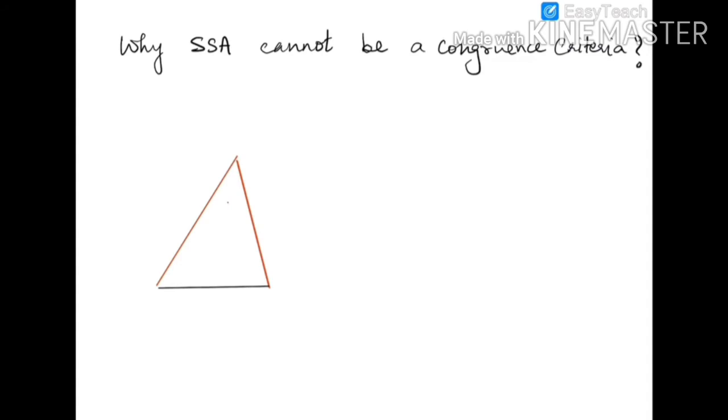Now let's understand why SSA cannot be a congruence criteria. Let's consider a triangle ABC in which we know two consecutive sides and we know an angle. Let's draw another triangle with the same measures. So I'm constructing a triangle PQR such that angle Q is equal to angle B and PQ is equal to AB. The third corresponding part that is equal in these two triangles is AC and PR.